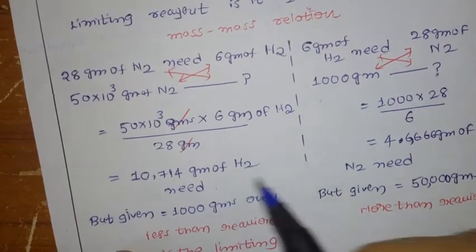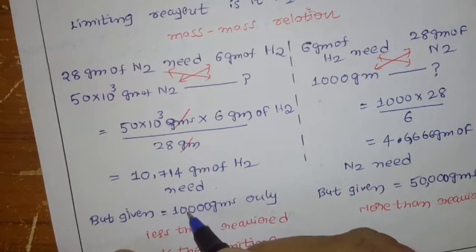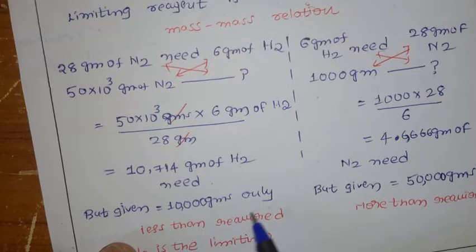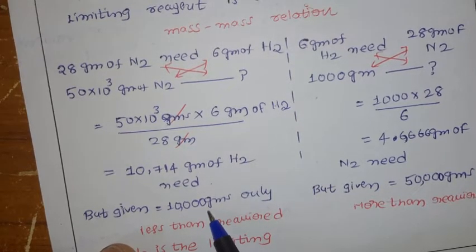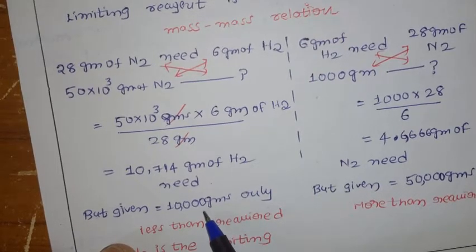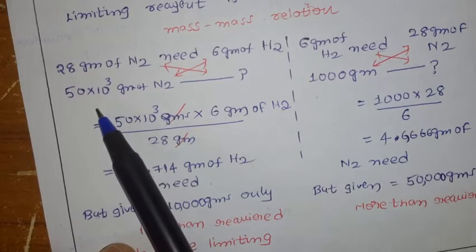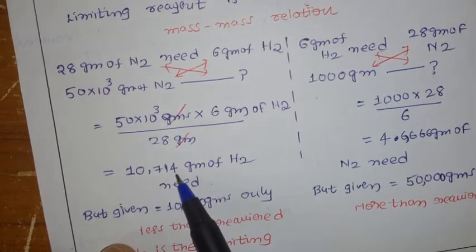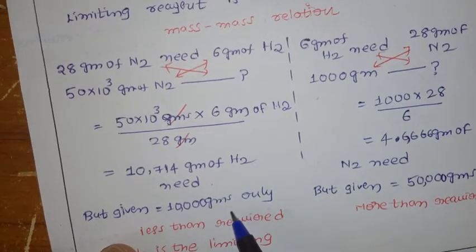But here what happened, they have given only 10,000. 10 into the power of 3 grams means you can write 10,000 grams only. So making a correction in the notes, this is not 1,000, this is 10,000 grams. According to stoichiometry, for this much nitrogen to react, we need 10,714 grams of hydrogen, but the given amount is only 10,000 grams.